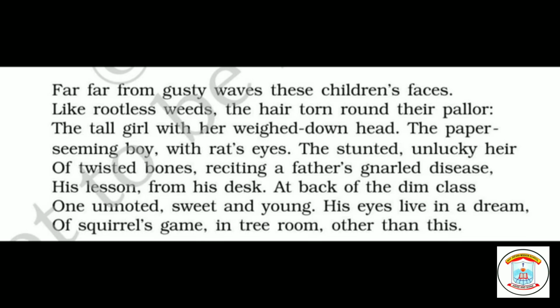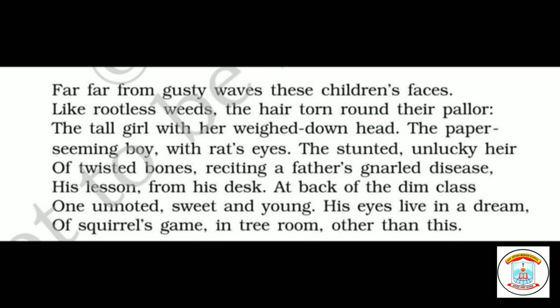Then he described the third child. The poet says, at back of the dim class, one unnoted, sweet and young. We see that the poet used the word dim to describe the slum class. Dim means no proper light. And the poet used this word deliberately to describe the class, and through that he describes the life of these slum children. Because in their life also there is no light or hope.